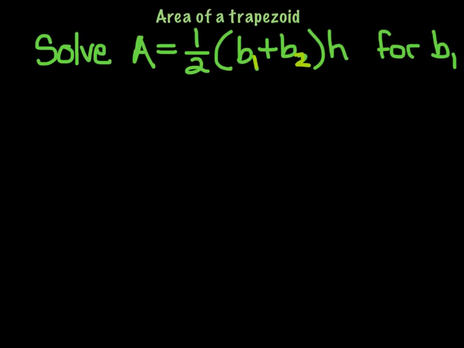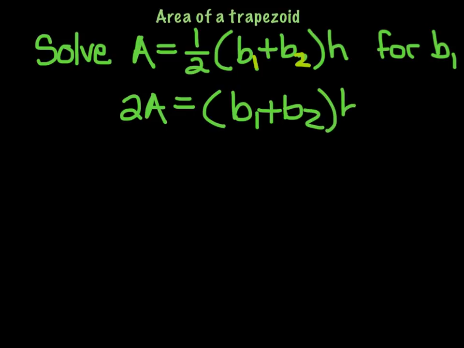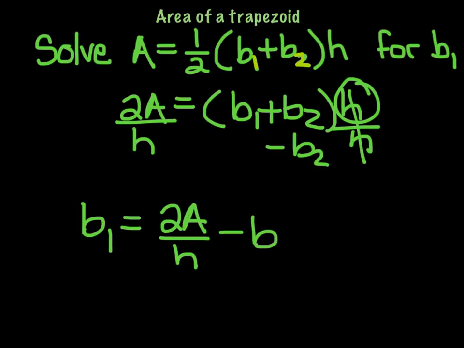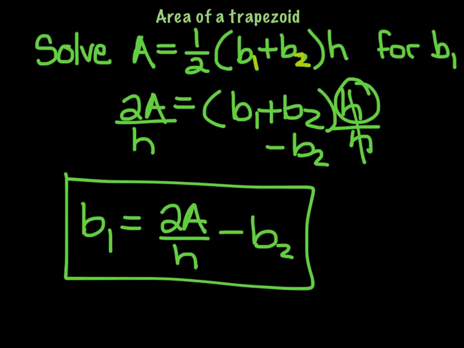So what we're going to do first is get rid of the 1/2 just like we did before. So we can make it 2A equals (b1 plus b2) all times h. And since we're working our order of operations backwards, the next thing we need to get rid of is this h. And the way you would do that is to divide both sides by h so that they cancel over here. So now I have 2A over h equals b1 plus b2. And if I want to solve for b1, all I need to do is move the b2. So I've got b1 equals 2A over h, and then we took away b2. And that is that.